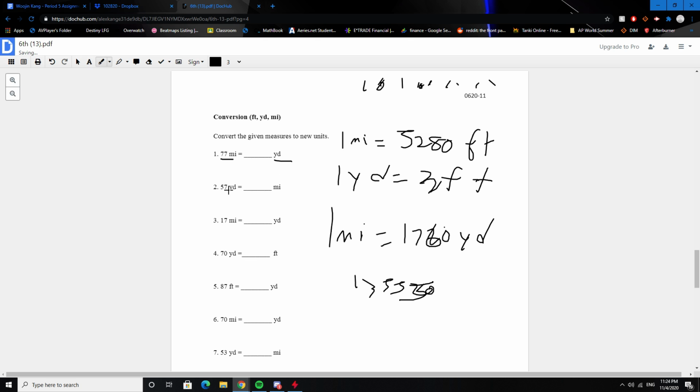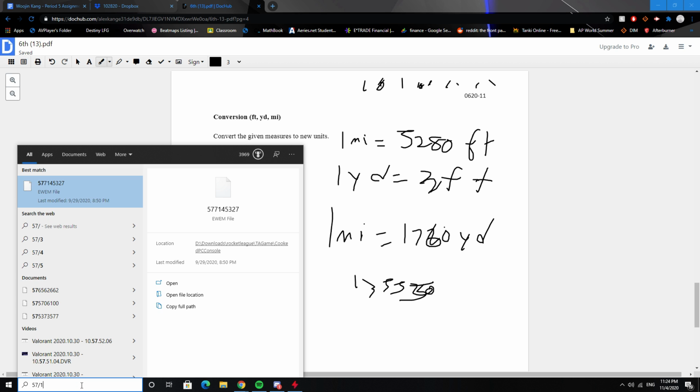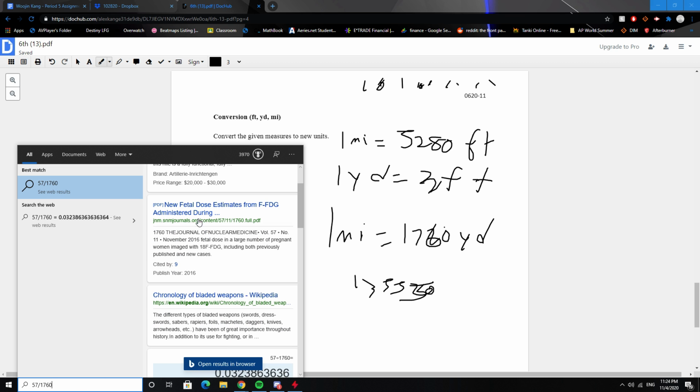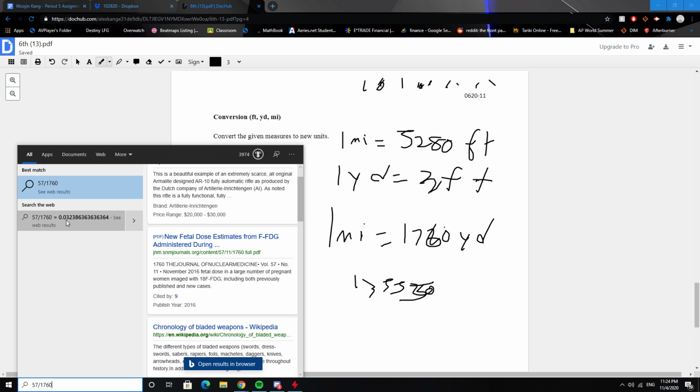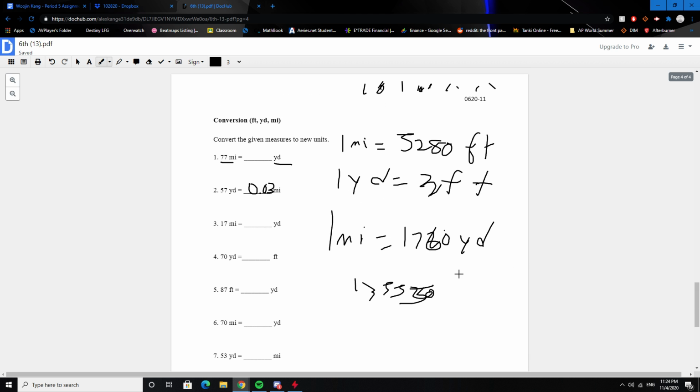For this question, again, 57 yards to miles. So you want to divide 57 by 1,760 yards. It's going to be, oh, this is not what I was looking for. Oh, here we go. 0.03 miles. And that's pretty much how you do this.